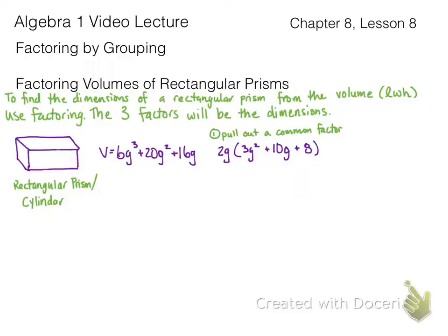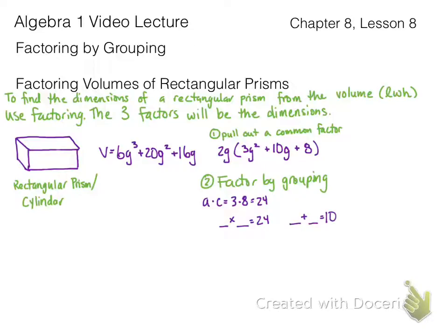I can pull a 2g out of 6g to the third, I can pull a g out of 20g to the second, and I can pull out a 2g from 16g. Great. Now I am ready to factor by grouping, which means the first thing I need to do is turn my trinomial into a quadrinomial. And that would be using the stuff from the previous slide. A times c. Well, a times c is 24 in this case because it's 3 times 8. So what times what is 24? And the same two numbers, when you add them up, gives you your center term, 10. Well, that's easy. 6 and 4, 6 and 4.